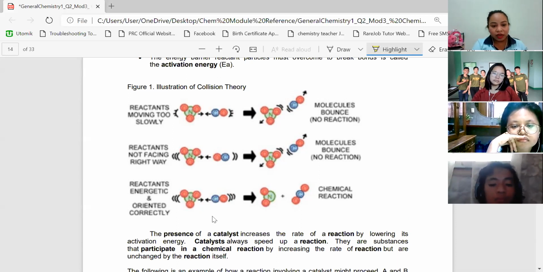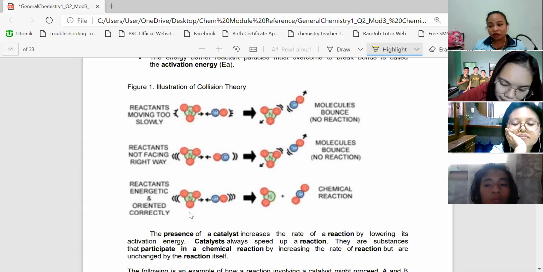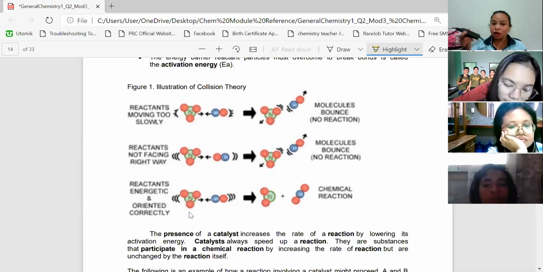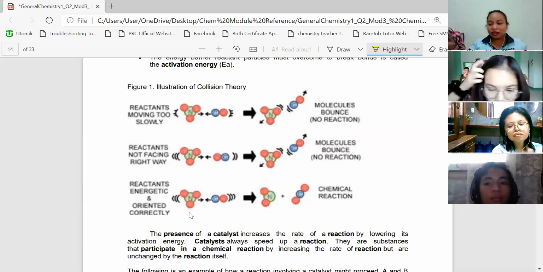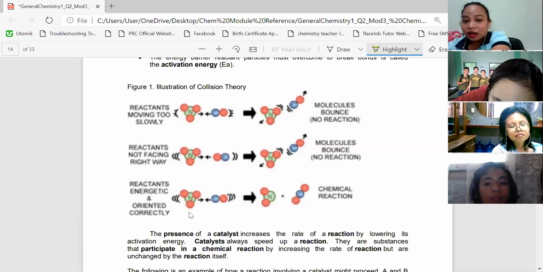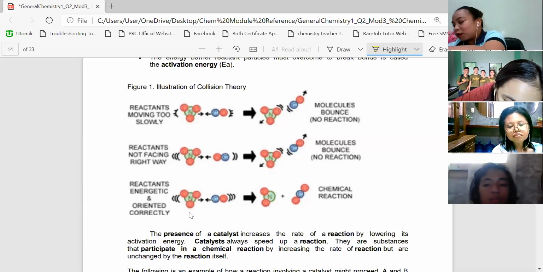Pero if the energy is appropriate, enough ang energy, enough yung speed, tama po ang iyahang orientation sa chemicals, then chemical reaction is possible. So, mao na siya ang collision theory. Pag sakto yung angle, tama ang mga nagbangga nga molecules, then chemical reaction is possible.